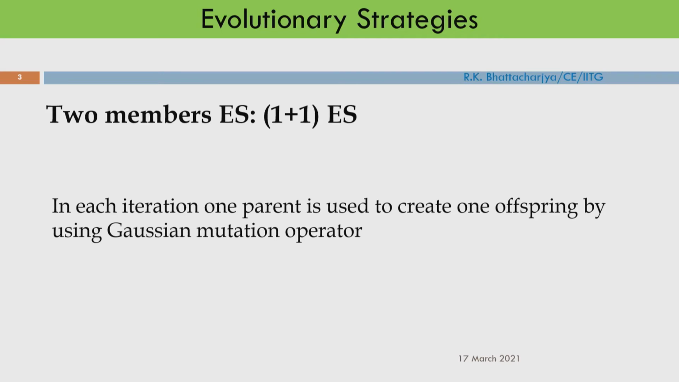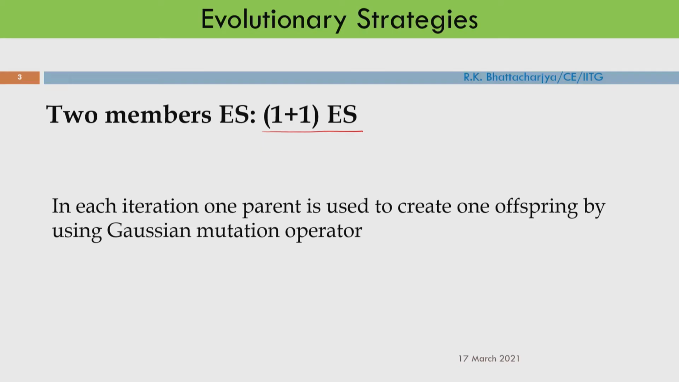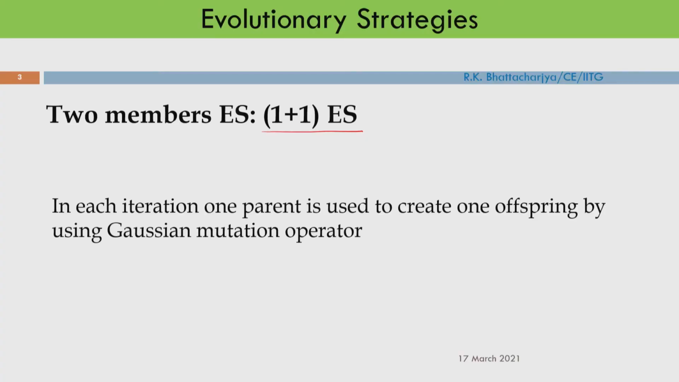Now, let us discuss the two member ES. We call it 1+1 ES. Here you have only two members, and this is one of the simplest optimization algorithms, which can be implemented using only a few lines, maybe within 5 to 10 lines. So, let us see. In each iteration, one parent is used to create one offspring by using a Gaussian mutation operator. So, in 1+1, one parent is used, and from that one parent I am creating one offspring using the Gaussian mutation operator.